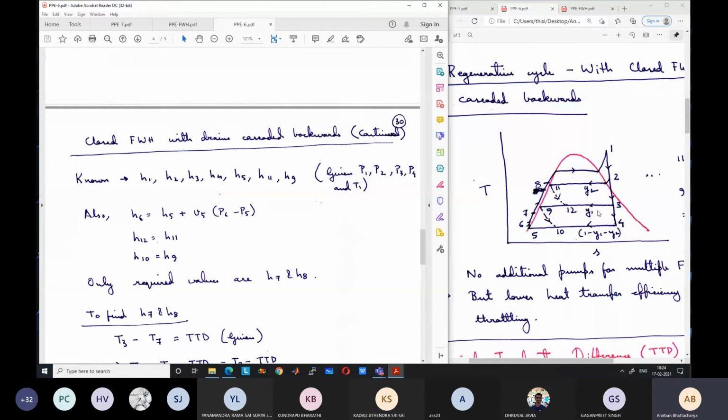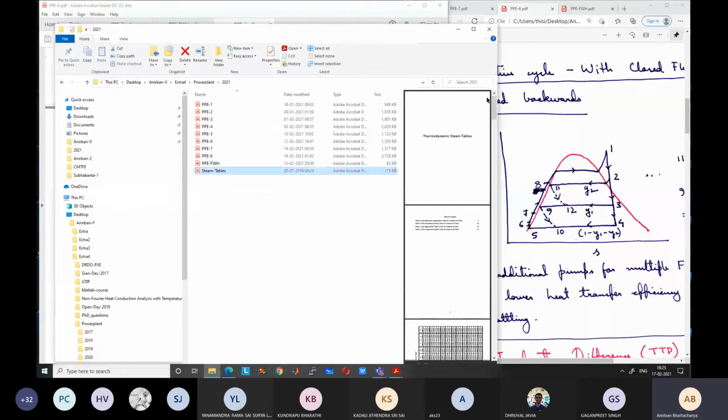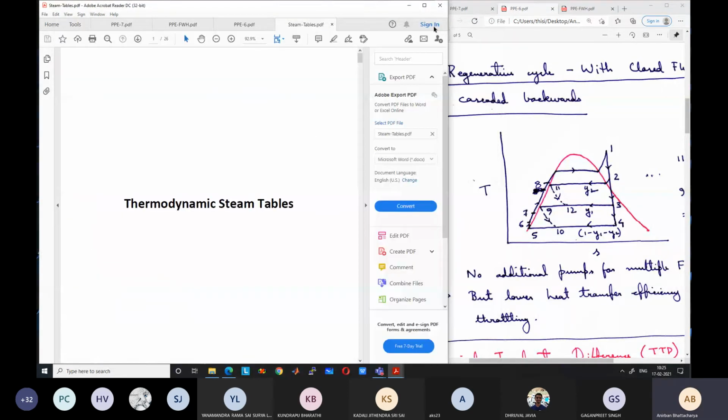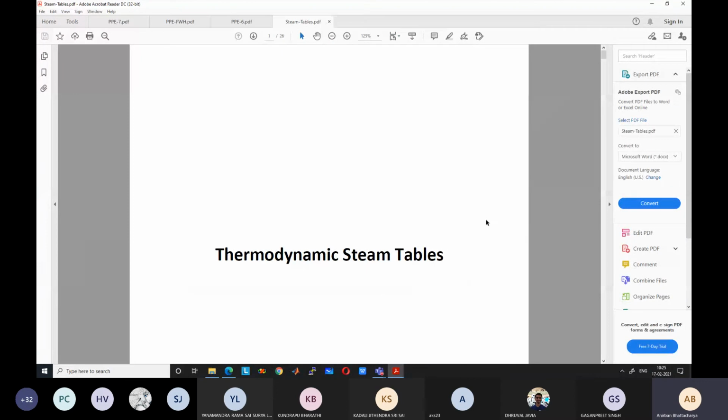How will we find the enthalpy at 1? It is clear to everyone, I guess. From the tables? Yes, pressure and temperature. Say the pressure is 10 MPa and the temperature is 600 degrees centigrade at state 1. So how will you find it? You have to go to the steam tables. Remember, 10 MPa, temperature is 600 degrees. What is the state here?